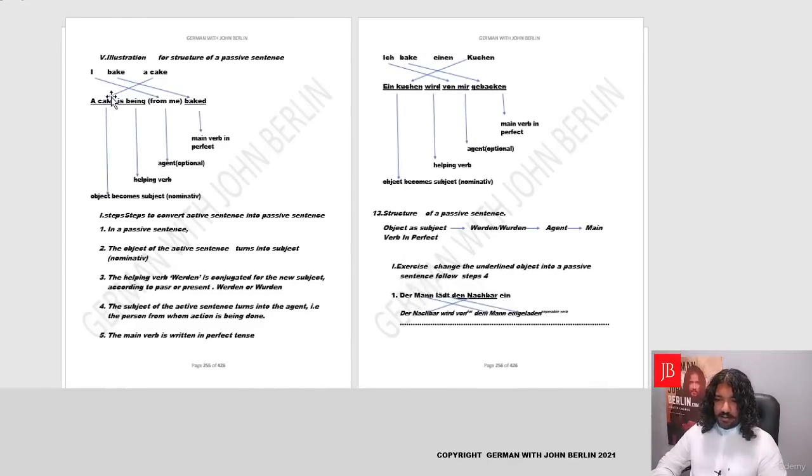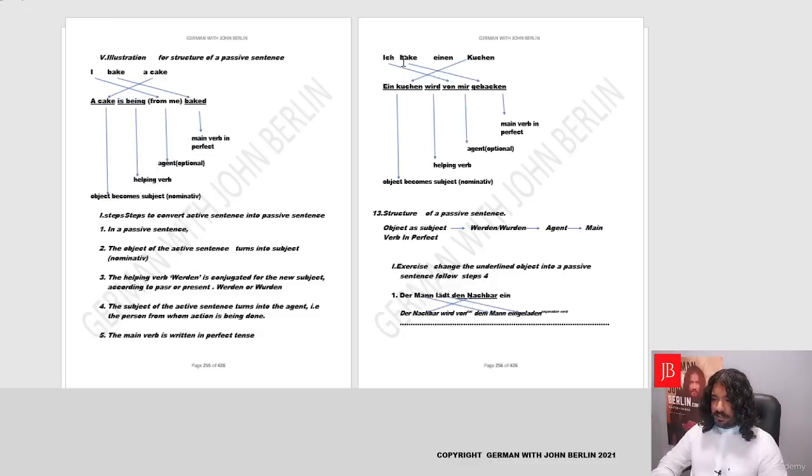I bake a cake, a cake is being baked by me. Basically, I changes to agent if you follow the arrow. So I becomes by me, the agent. Bake becomes baked, the perfect tense. And a cake, which is the object, becomes the subject. A cake, object becomes subject. It's always written in nominative. And the helping verb is being, that's the helping verb.